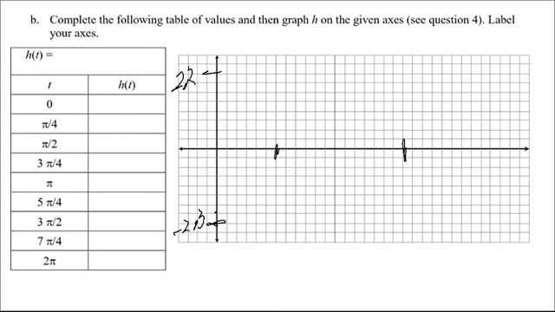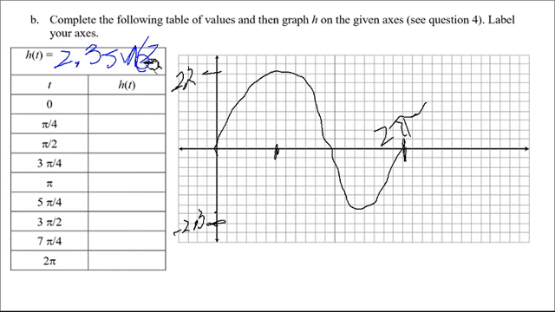Okay, so in part B, if we were to overlay our standard sine graph, which completes a full revolution in 2 pi radians, and now h of t was 2.3 sine 2t, of course we're going to complete a full revolution in pi radians. So our graph will look as follows.